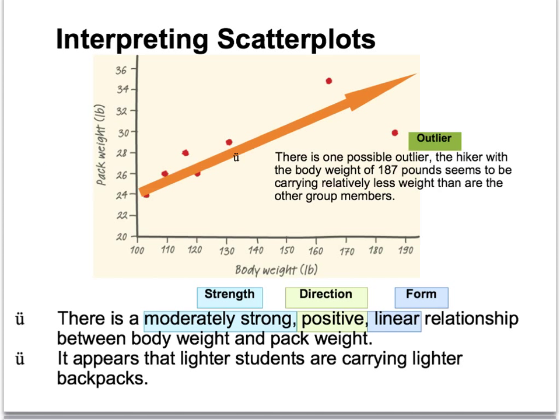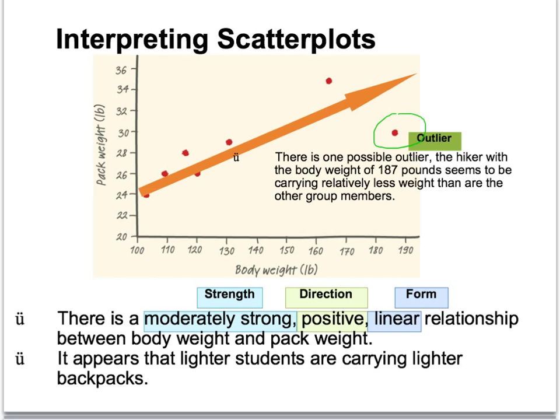So if we try to make a scatter plot of the backpack data versus the body weight data, we can see that there's definitely a positive relationship. The line is going up. It's moderately strong. Your plot kind of closely follows a line. It's not perfect, but you can definitely see a relationship there, and it definitely looks linear. The relationship does look linear, but we do want to notice here that there's one outlier. That person who weighed 187 pounds only had a backpack of 29, and it doesn't seem to follow the rest of the pattern. So we want to identify that one outlier.